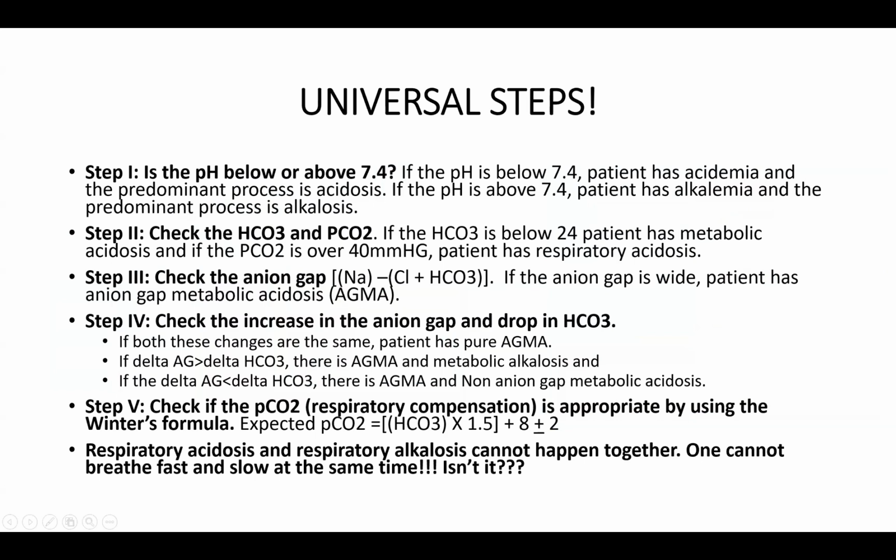But always look at the pH first, and whichever direction the pH is in, that is the main process. So if the pH is acidic, acidosis will be the main process. If the pH is alkaline, alkalosis will be the main process. And then look at the PCO2 and bicarbonate. Bicarbonate reflects the metabolic side, PCO2 reflects the respiratory side. The only thing you should remember, when you do mixed disorders, is that respiratory acidosis and respiratory alkalosis cannot happen together, because you can't breathe fast and slow at the same time, isn't it?